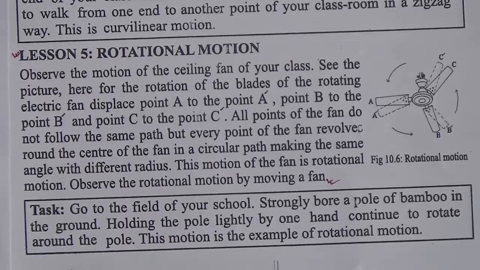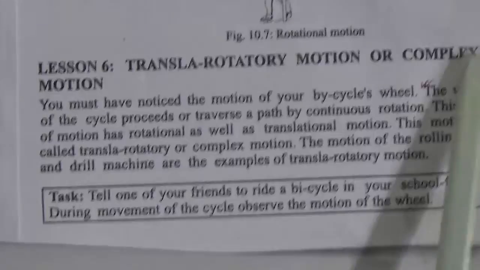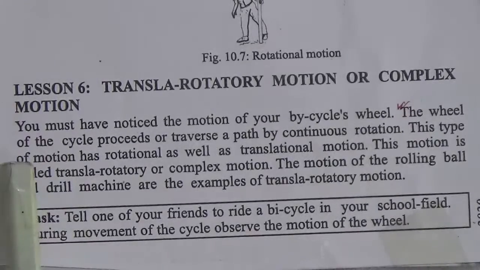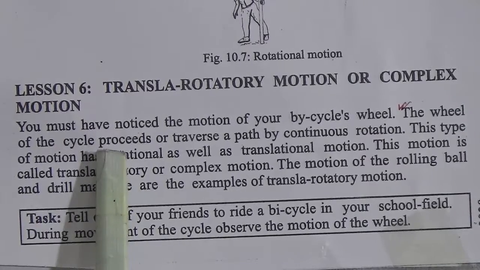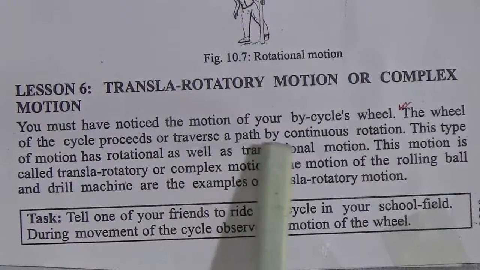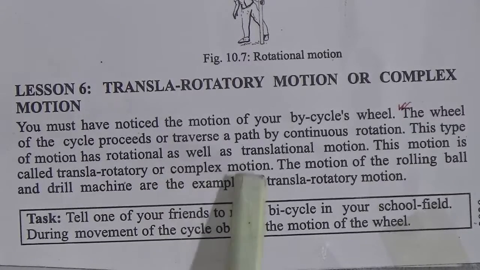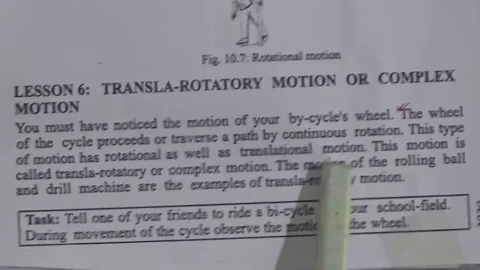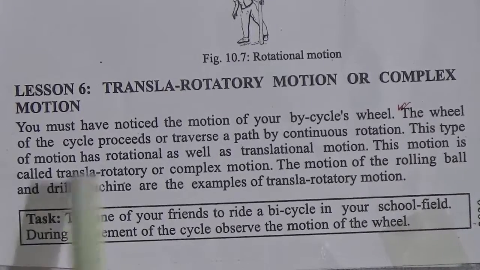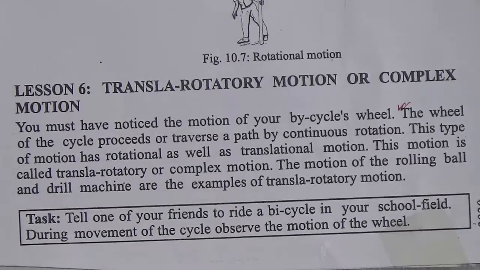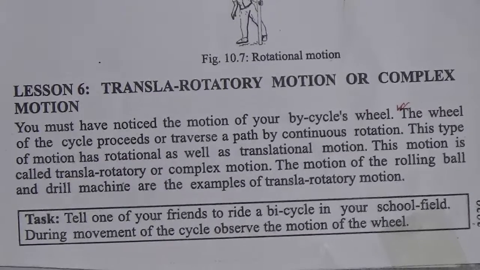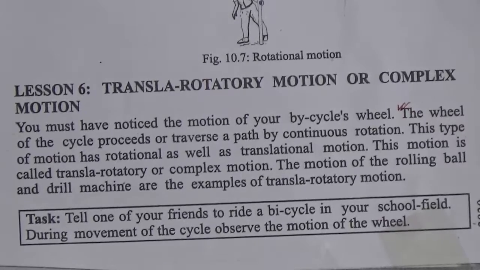Now lesson number 6, translatory motion or complex motion. The wheel of the cycle proceeds or traverses a path by continuous rotation. This type of motion has rotational as well as translational motion. This motion is called translatory or complex motion. Many of you pull the bicycle and you see that the wheel of the cycle is always moving when we pull the cycle, and it is called one kind of motion.